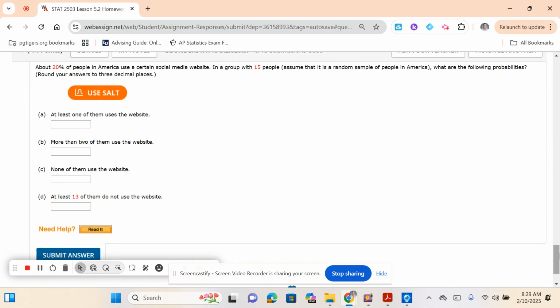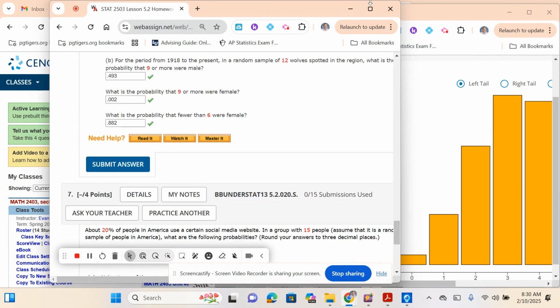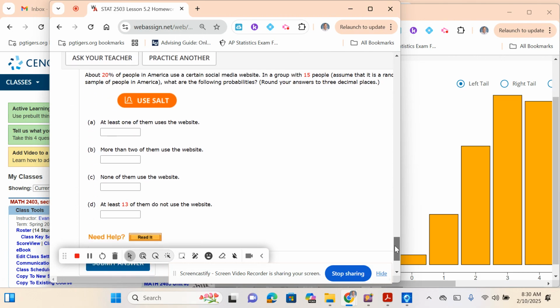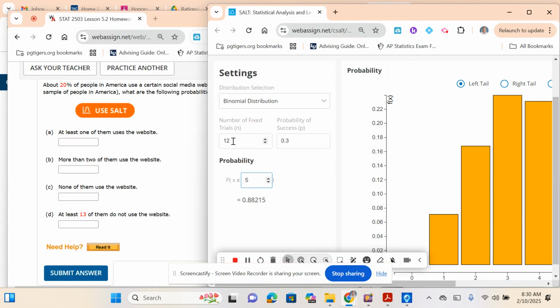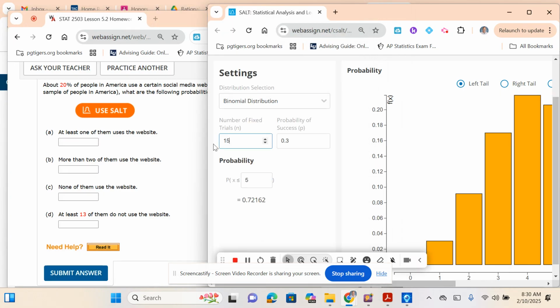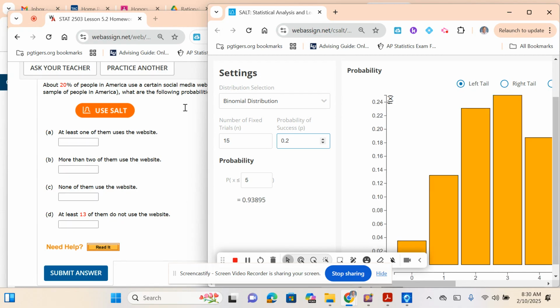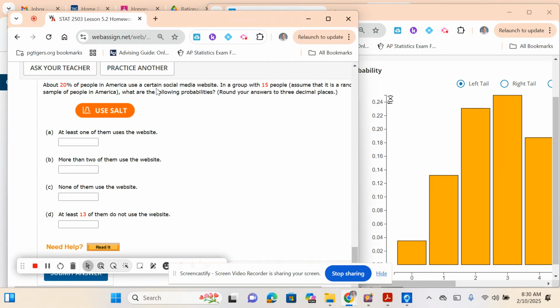So on number 8, about 20% of people in America use a certain social media website. A group of 15 people, assume a random sample of people in America. What are the following probabilities? At least one of them uses the website. So my N is my sample size, which is 15. My P is my probability, which would be 0.2.